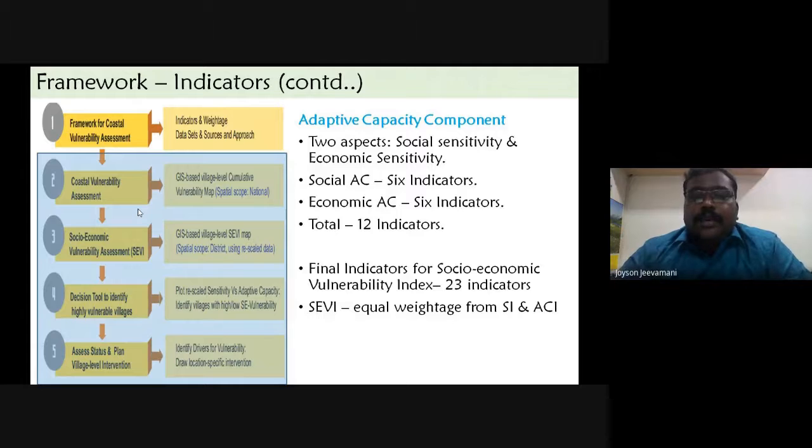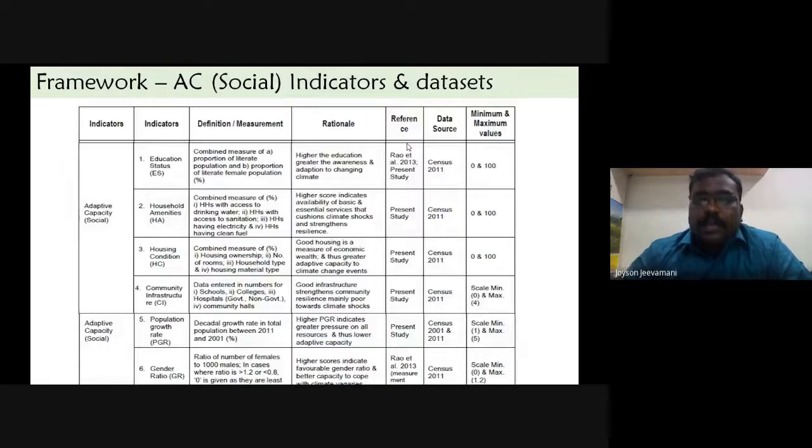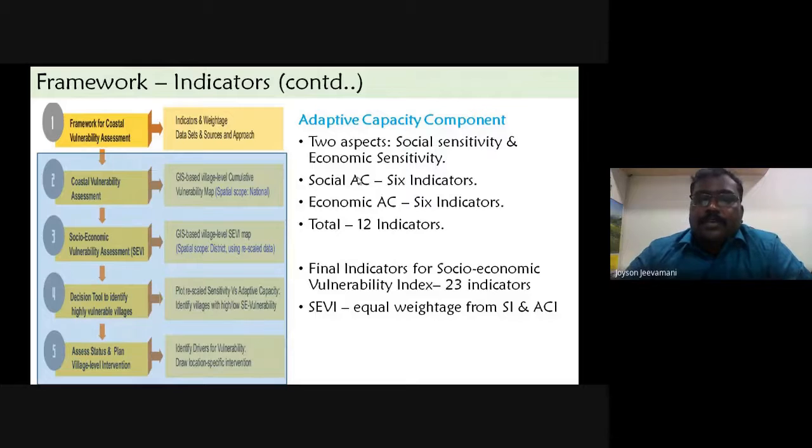And the third one is the adaptive capacity component. Here also we have 2 aspects: social and economic characters. Social indicators are 6, economic indicators are 6. So totally 12 indicators for this adaptive capacity. So finally we have 23 indicators for this sensitivity and adaptive capacity component. So these are the indicators.